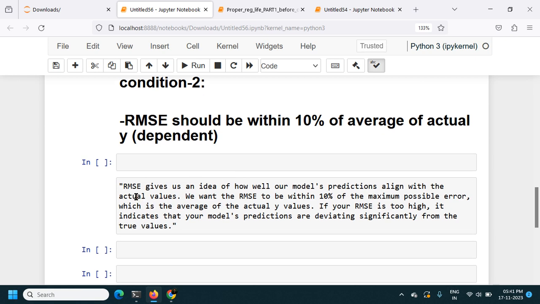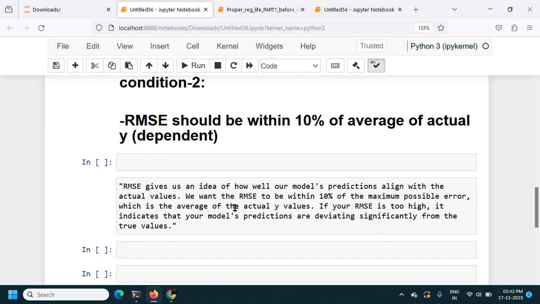Then the RMSE. RMSE gives us the idea of how well our model's prediction is aligned with the actual value. We want the RMSE to be within 10% of the maximum possible error, meaning the average of the actual y. If your RMSE is too high, it indicates that your model's predictions are deviating significantly from the true value.